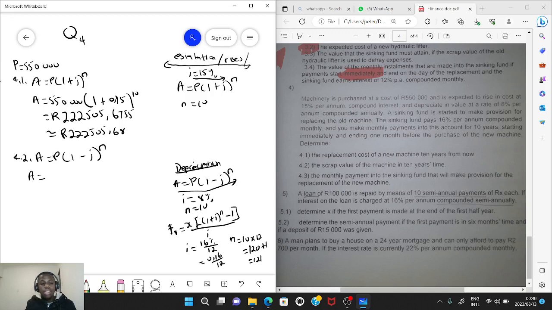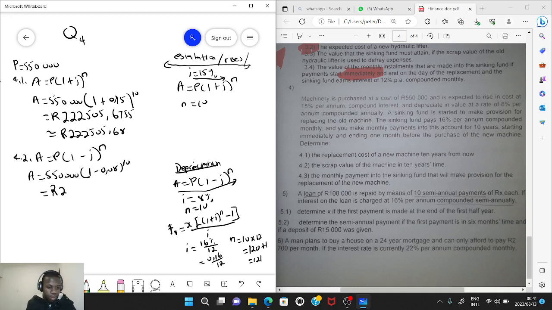P remains to be 550,000 into (1 minus, now this is my interest, and then what's my n? My n is 10, right? Now let's see what it is. Okay, I have minus 0.08, right? And then now we get this amount.